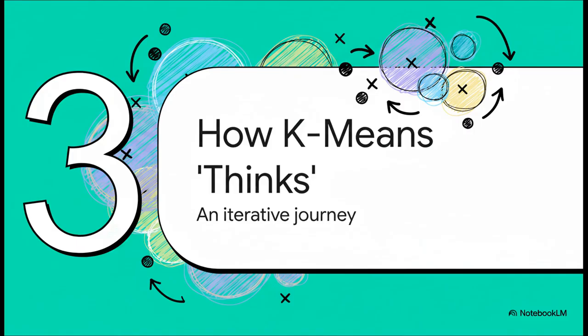So how does this whole thing actually work? How does the algorithm think? Well, it's not a one-and-done kind of deal. It's what we call an iterative process, which just means it tries and refines and tries again, getting a little bit smarter with each pass until it settles on the best possible groupings.